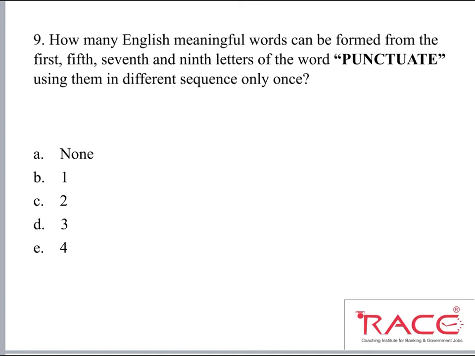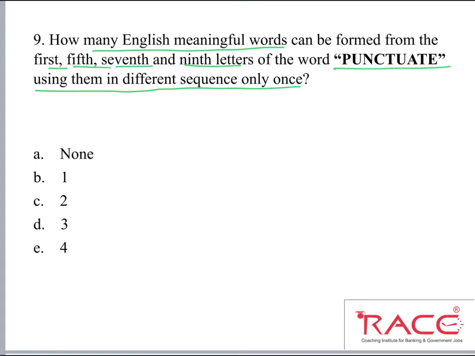In this question, what they are saying, how many English meaningful words can be formed from the first, fifth, seventh and ninth letter from the word PUNCTUATE using them in different sequence only once. So in this type of question, we can alter the sequence of the letters, but the second condition is the same. We have to use each letter once. In the previous question, they did not allow us to alter the order of the letters, but in this question they are allowing us to alter the order.